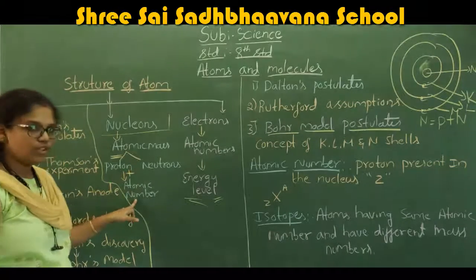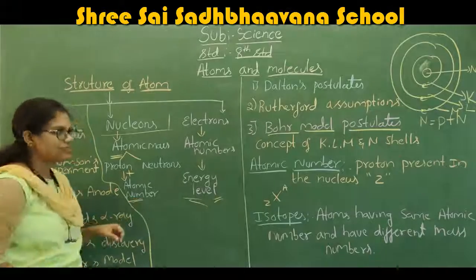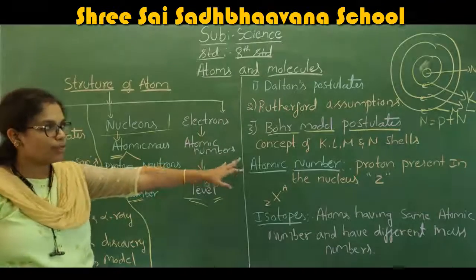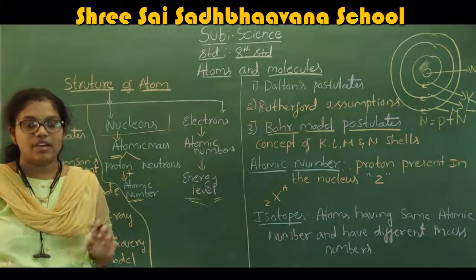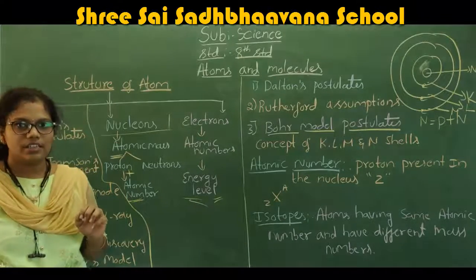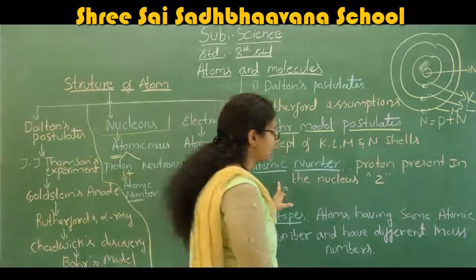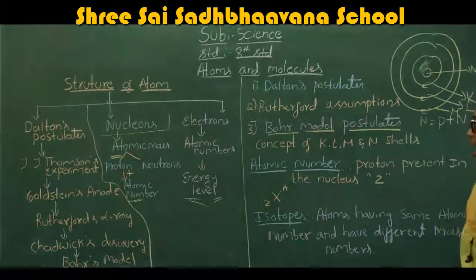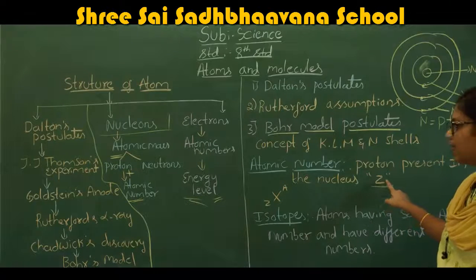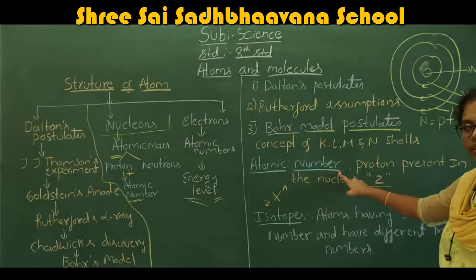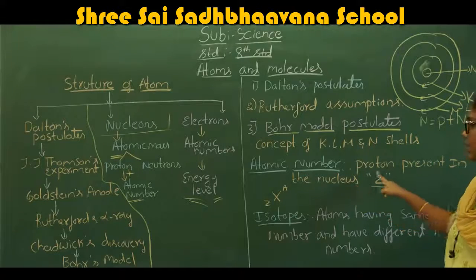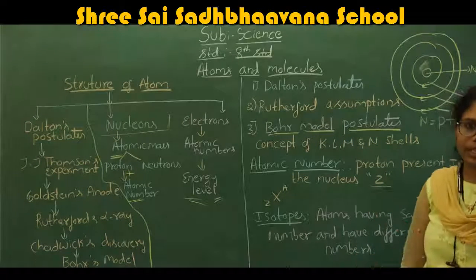After that, next we are going to discuss the atomic number. What is the atomic number? It is defined as the number of protons present in the nucleus. Only the protons present in the nucleus. The total number of protons present in the nucleus we call the atomic number, and it is represented by Z.